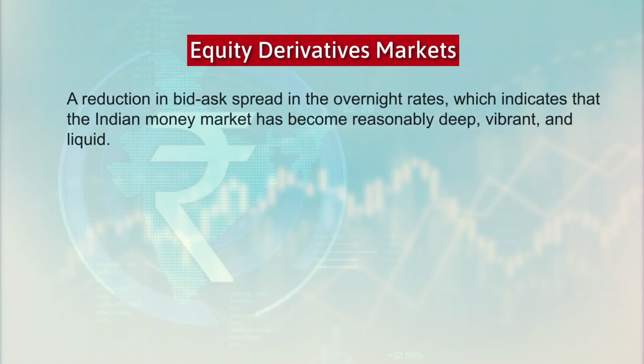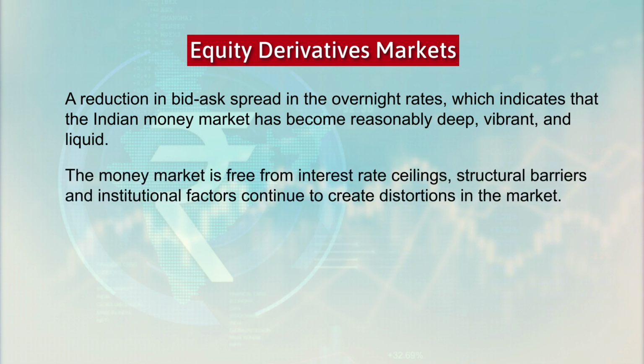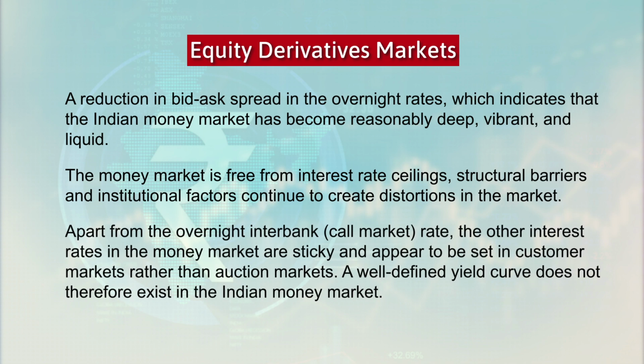There also has been a reduction in the bid-ask spread in overnight rates, which indicates that the Indian money market has become reasonably deep, vibrant and liquid. However, though the money market is free from interest rate ceilings, structural barriers and institutional factors continue to create distortions in the Indian money market. Apart from the overnight interbank rate, that is the call market rate, the other interest rates in the money market are sticky and they appear to be set in customer markets rather than the auction markets. A well-defined yield curve does not therefore exist in the Indian money market.